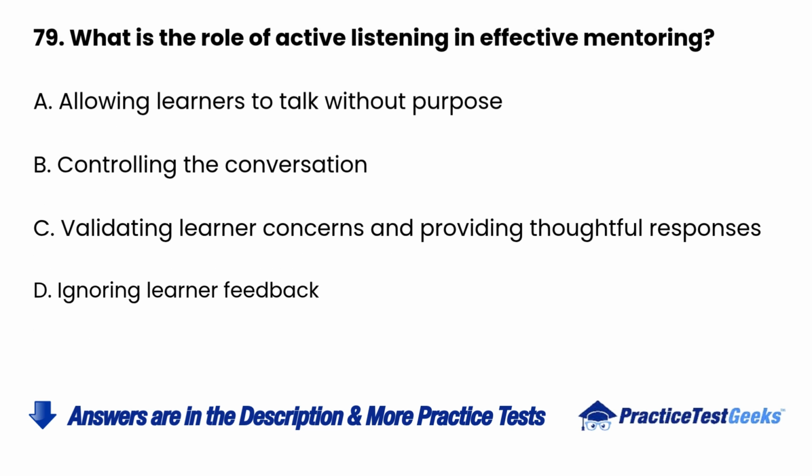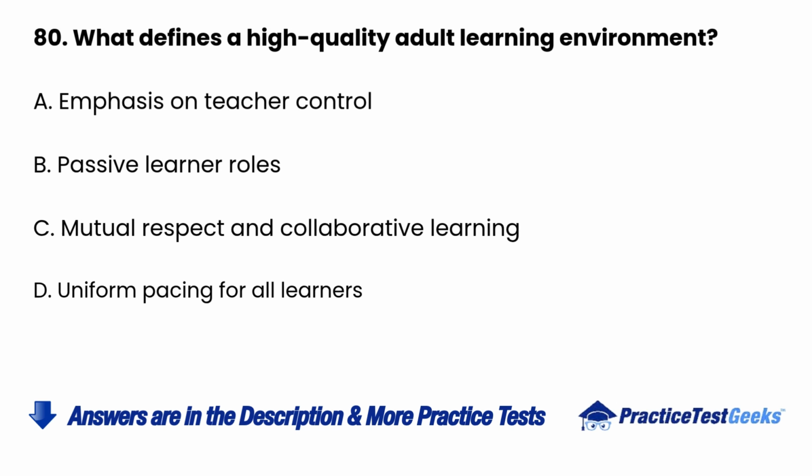79. What is the role of active listening in effective mentoring? A. Allowing learners to talk without purpose. B. Controlling the conversation. C. Validating learner concerns and providing thoughtful responses. D. Ignoring learner feedback.